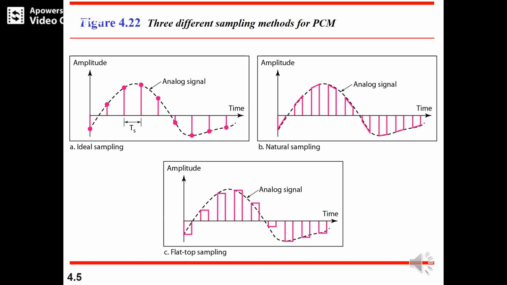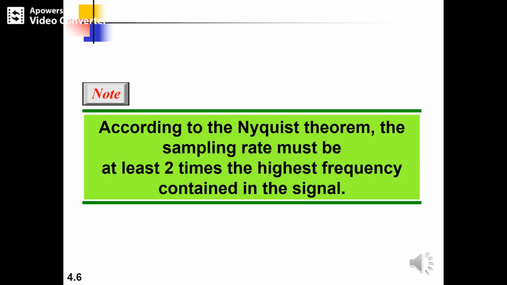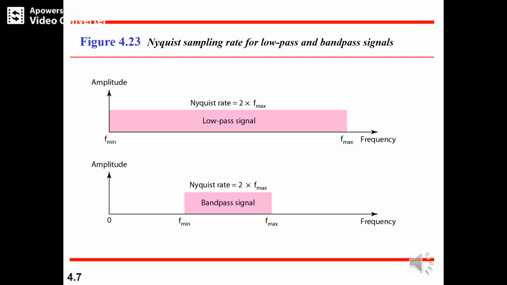This diagram shows different sampling methods for PCM. The first one is ideal sampling, the second one is natural sampling, and the last one is flat top sampling. According to Nyquist's theorem, the sampling rate must be at least 2 times the highest frequency contained in the signal. For example, for a low pass signal or a band pass signal, as per the Nyquist theorem, the Nyquist rate is equal to 2 times the maximum frequency, Fmax.